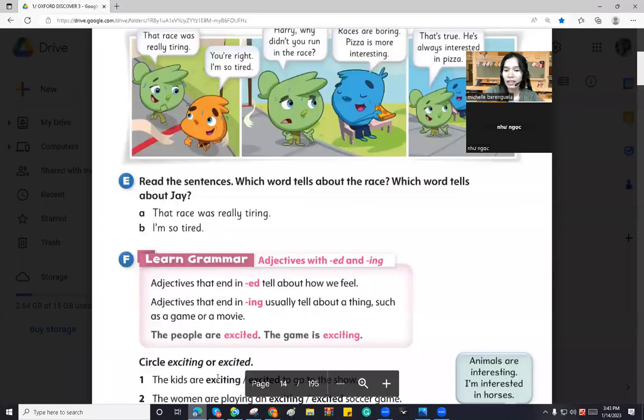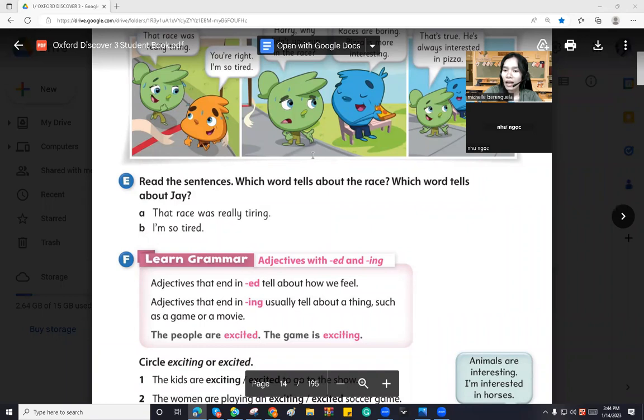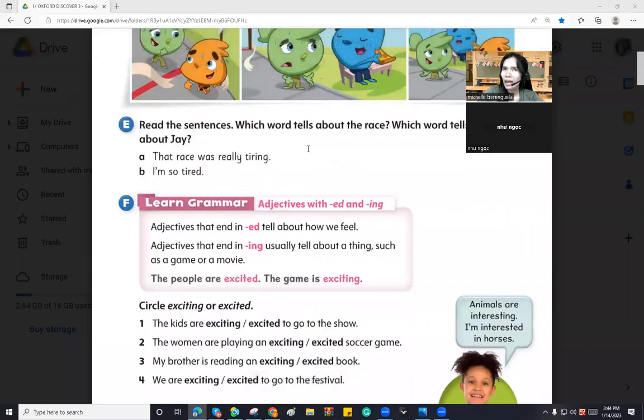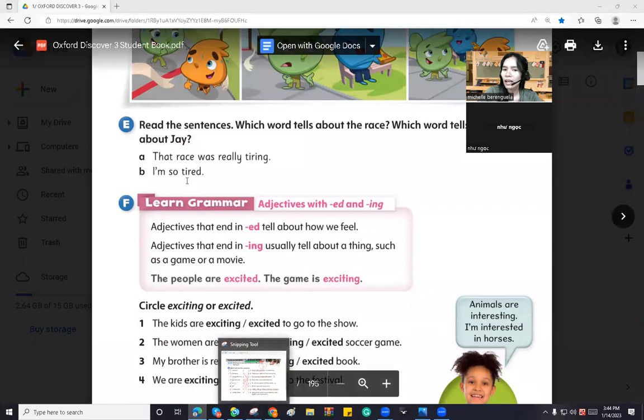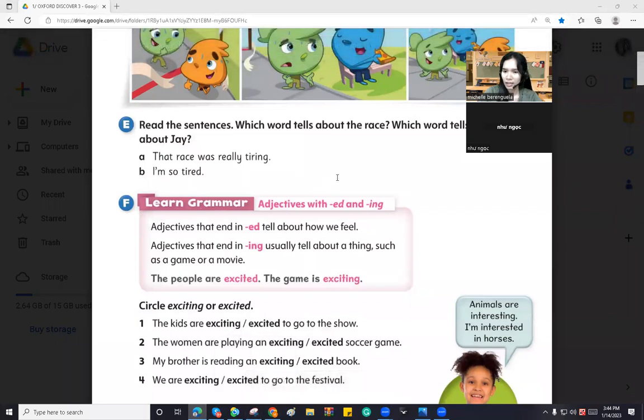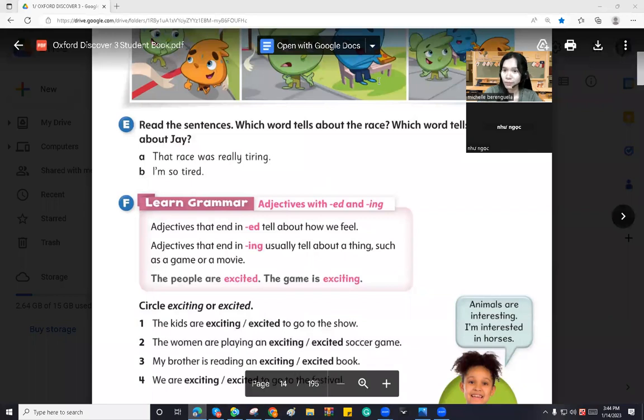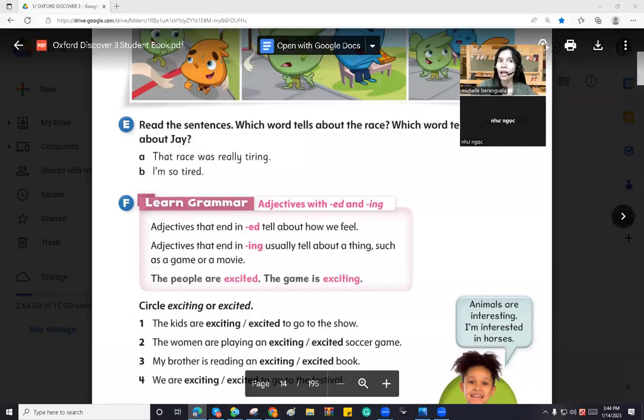In cardinal numbers, it is 1, 2, 3. Ordinal, first, second, third. Distance, near or far. Color is red, blue, yellow. Okay, very good. So those are adjectives.